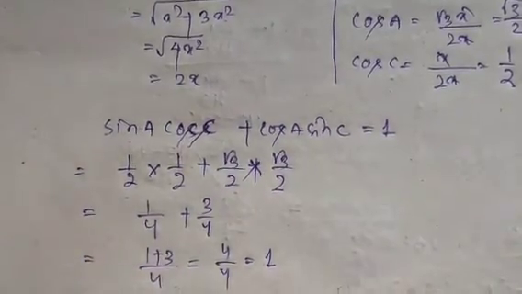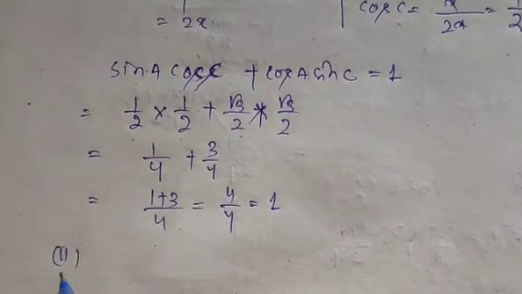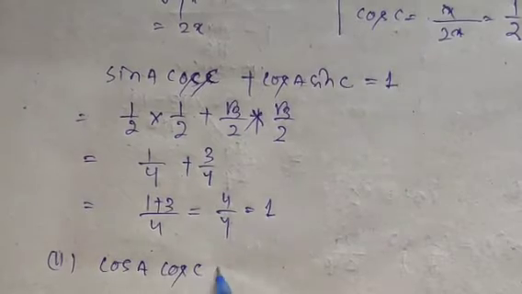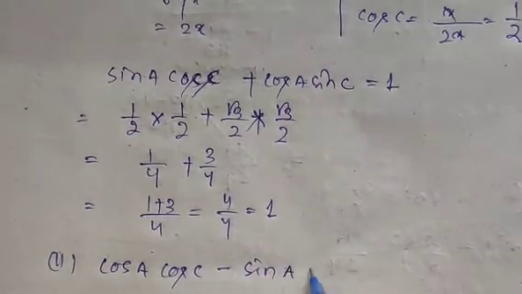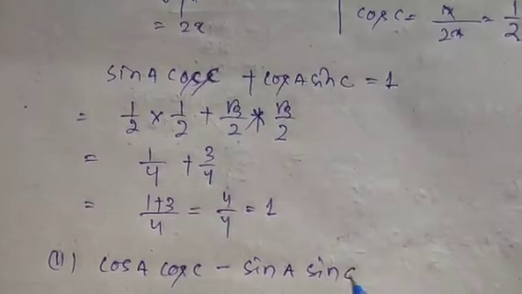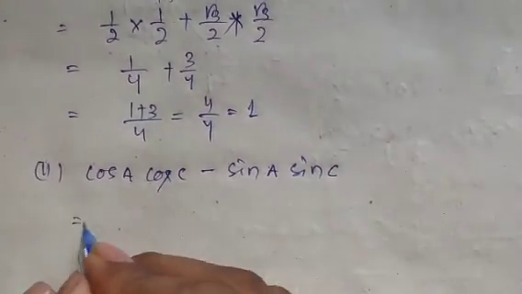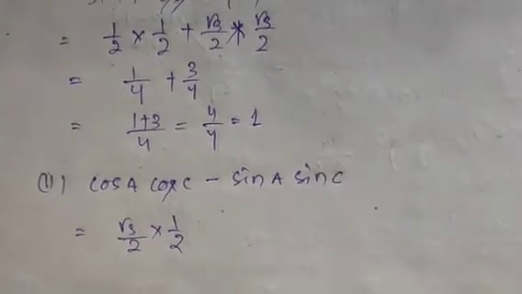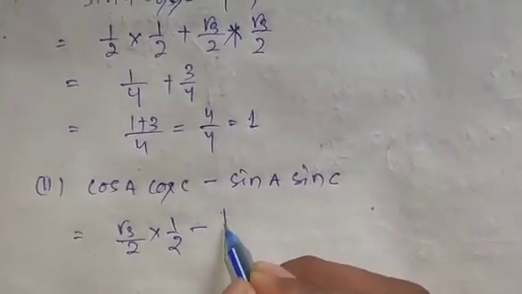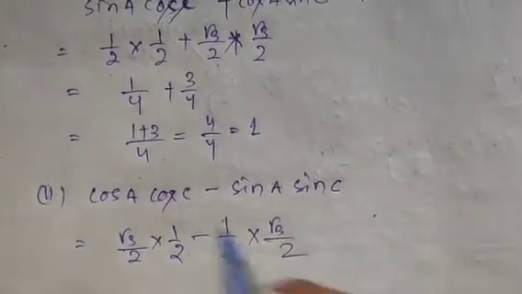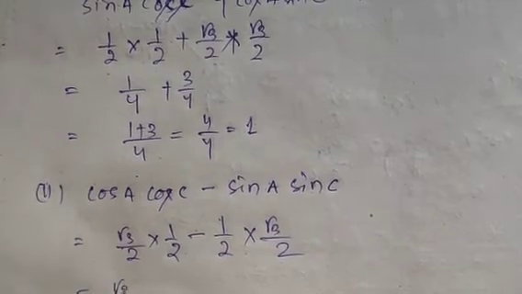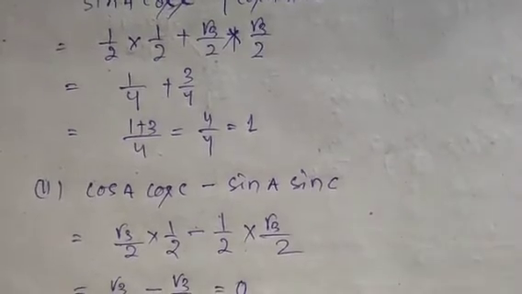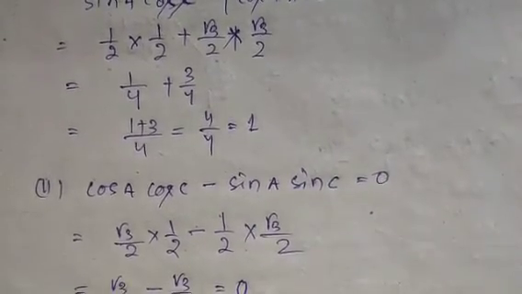Now second one. What is the question given in second? The question is given cos A into cos C minus sine A into sine C. So putting all the previous values, root 3 by 2 into 1 by 2 minus 1 by 2 into root 3 by 2, this will be root 3 by 4 minus root 3 by 4, which is equal to 0. So this will be your 0. Okay, we will go to the next.